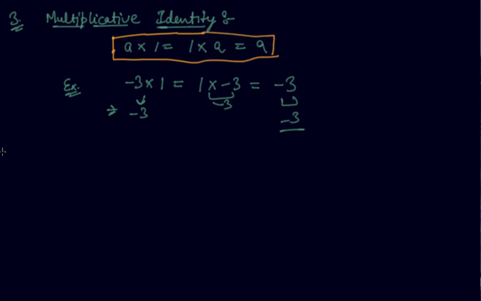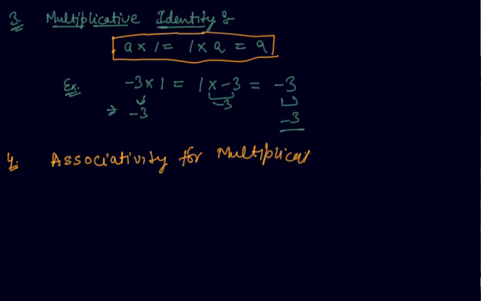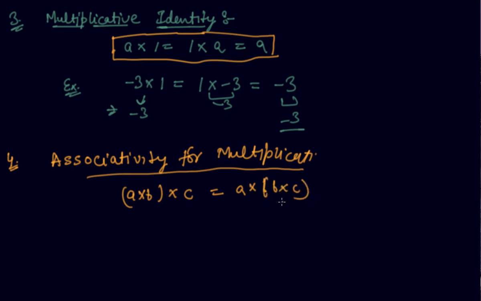So this property says that if we multiply any number with 1, the result remains the same as the number. The fourth property is associativity for multiplication. This is the same as the associative law which we discussed for addition or subtraction, which states that (a into b) into c will be equal to a into (b into c). It means whether you multiply b into c first, or a into b first, the result will be the same. Let me check with one example.